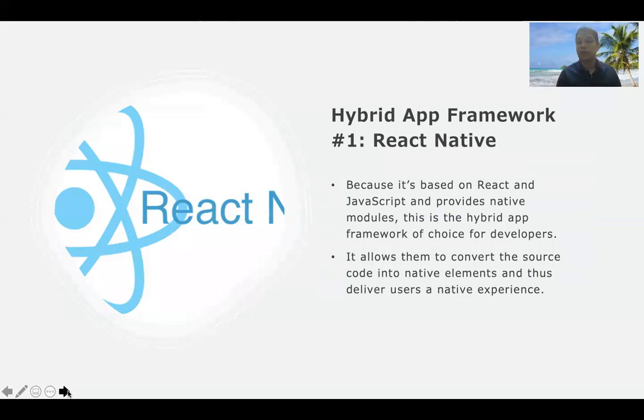A few examples of tools and frameworks that can be used for hybrid application. The first one is React Native. Most developers use React Native to develop hybrid applications. Because, as I said before, it is easy for us to convert the source code into native elements and deliver to users as an application.